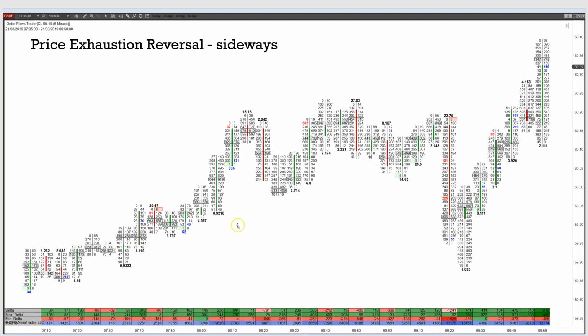This one just went sideways on you, right? You got your big volume push, delta push up here, delta small, positive, the big negative delta, and it just sort of goes sideways.